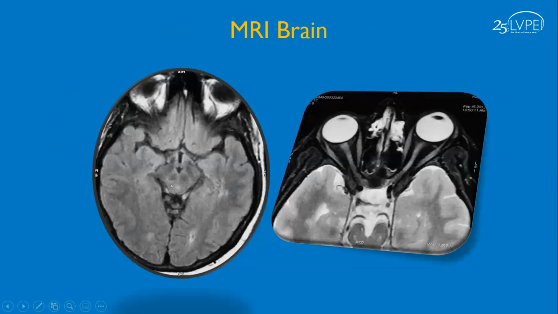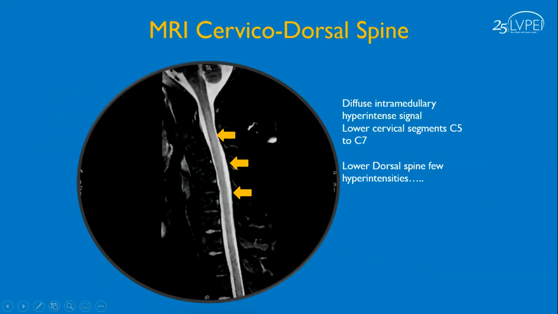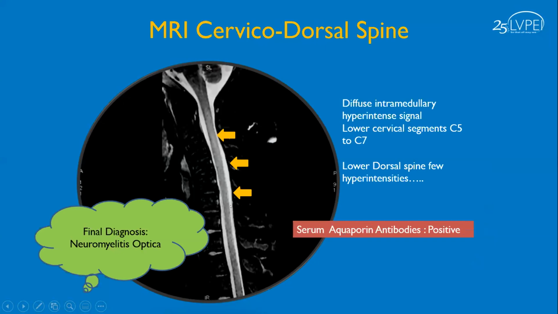This is the MRI pictures of the patient, which does show presence of hyperintensity, but also thinning in both optic nerves. The rest of the brain parenchyma, as you see here, is quite normal, but it is the MRI spine which shows the classical longitudinally extensive transverse myelitis involving the lower cervical segments, as well as extending into the thoracic spine. The patient was also ordered to have serum aquaporin antibodies, which were positive, and a final diagnosis of optic neuritis in setting of neuromyelitis optica was made.